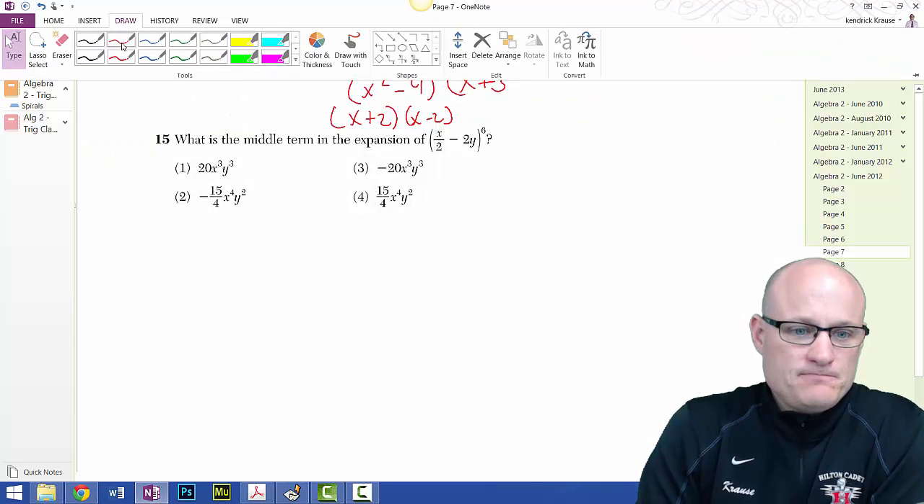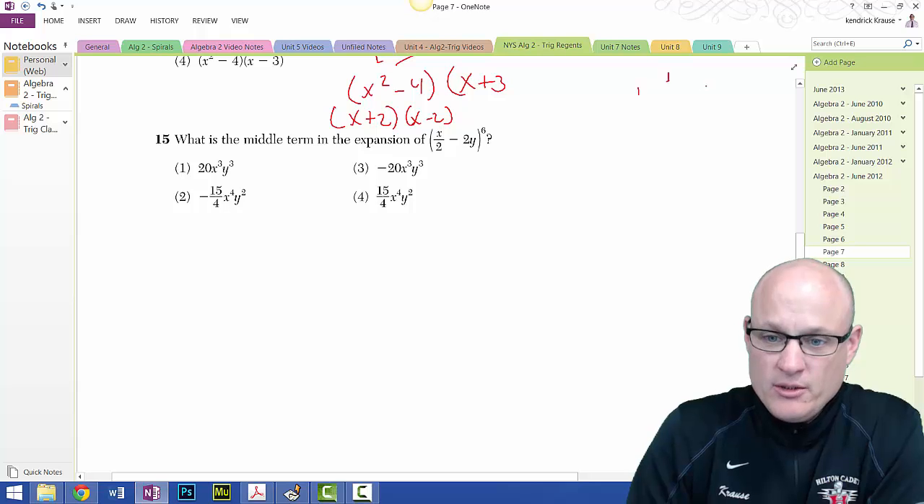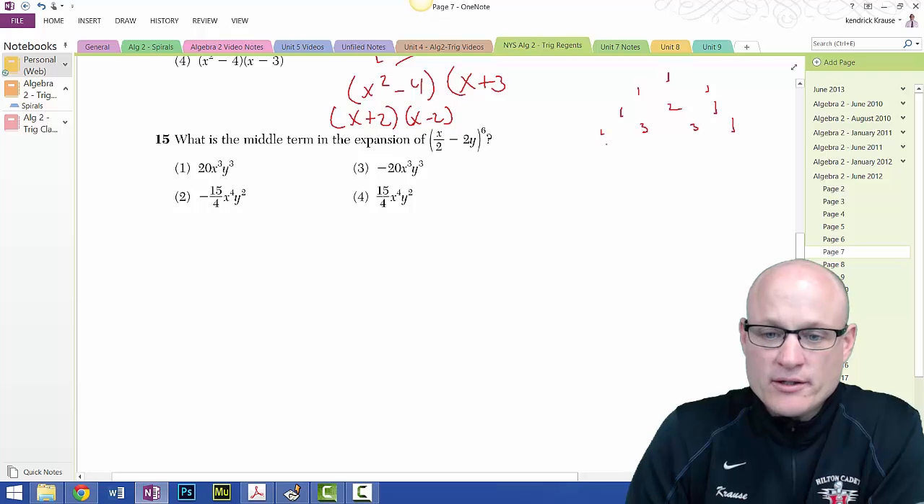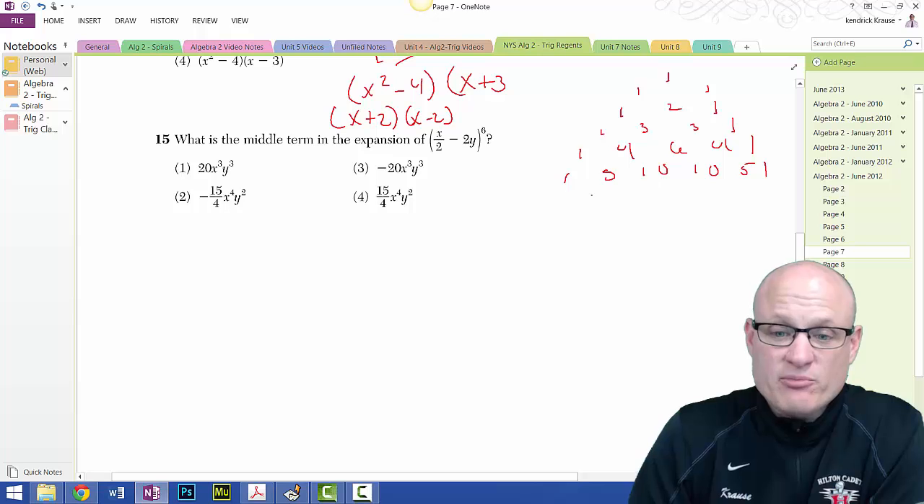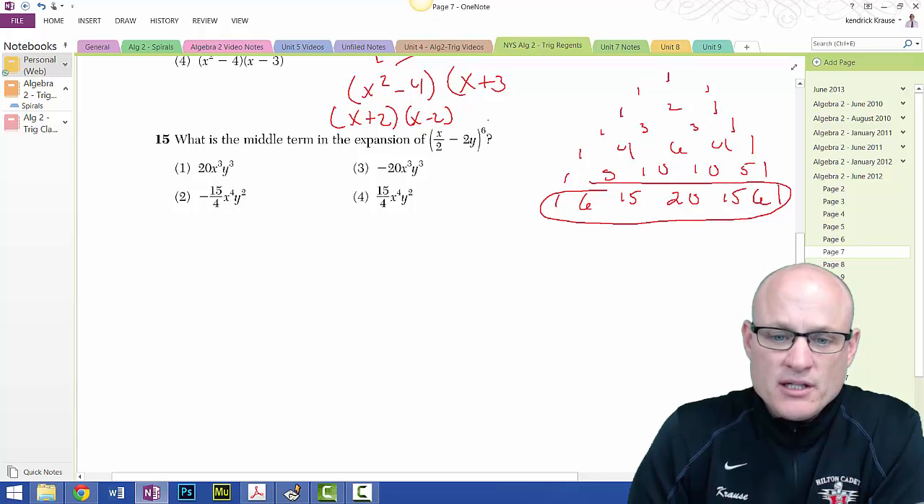Where's my drawing? So, I want the 6th term. Now, you could go through Pascal's triangle. If you like Pascal's triangle: 1, 1. 1, 2, 1. 1, 3, 3, 1. 1, 4, 6, 4, 1. 1, 5, 10, 10, 5, 1. If you've never seen this before, ignore everything that I'm doing right now. 1, 6, 15, 20, 15, 6, 1. That's the one we want. The reason we want that row is because this is 6.